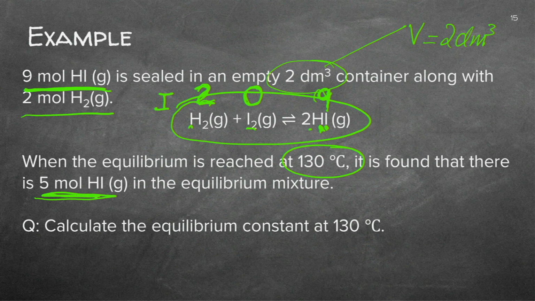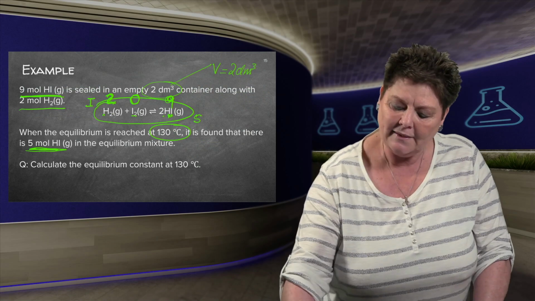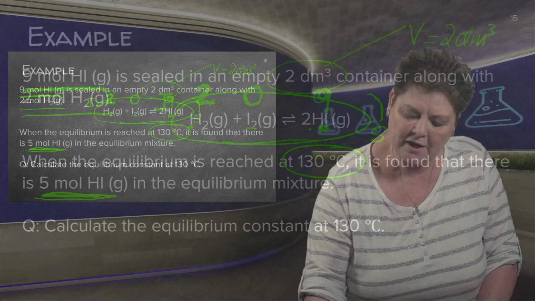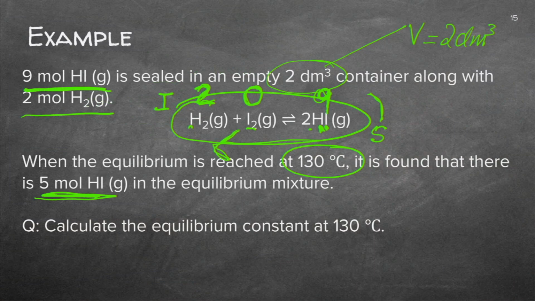Now you can see I started off with 9. I've got 5. And in your mind, guys, you must now think, so what happened to the 4 that's gone? The 4s went that way, so the reverse reaction took place. They want us to calculate the Kc value.